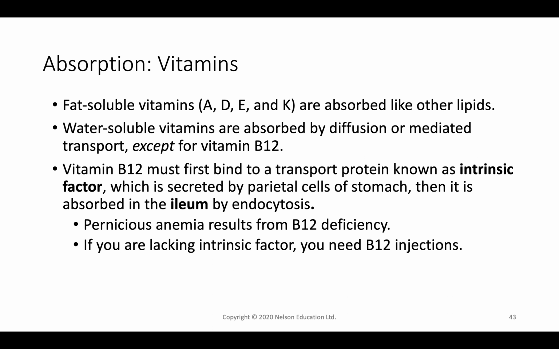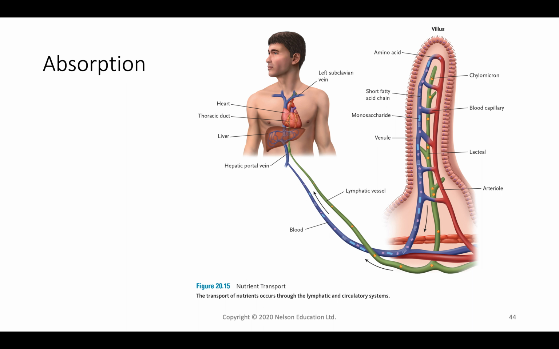And again, if we have B12 deficiency, it can turn into pernicious anemia, which means that you have a very low iron count, which can lead to low red blood cells.